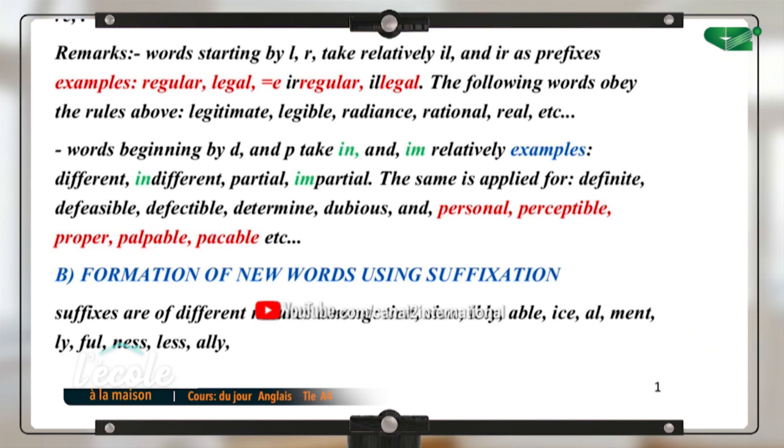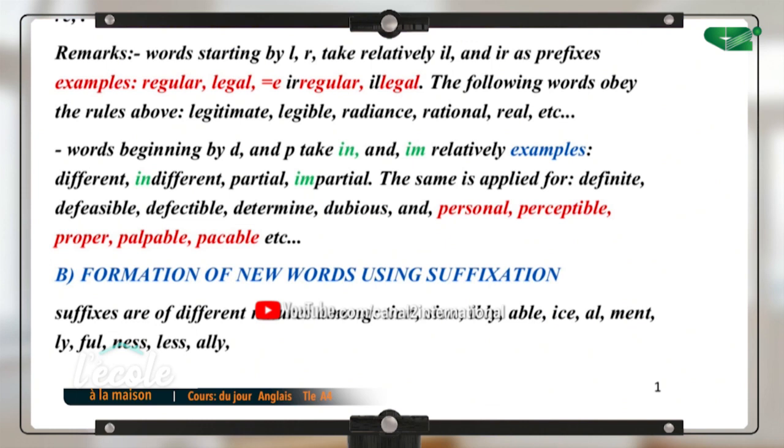Legitimate. You use IL, it gives you illegitimate. We have legible. You use IL, it gives you illegible. You have irradiance. Since it is R, you will no longer use IL, you use IR. So, irradiance. You have rational. R again. You use IR, which gives you irrational.